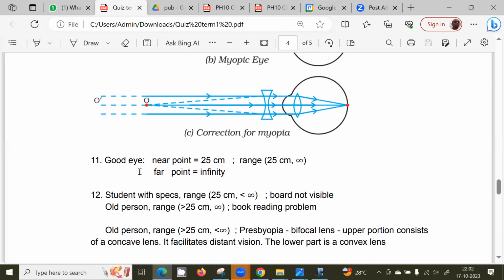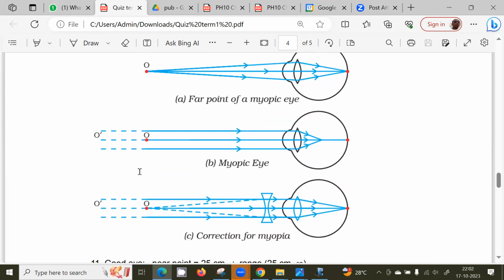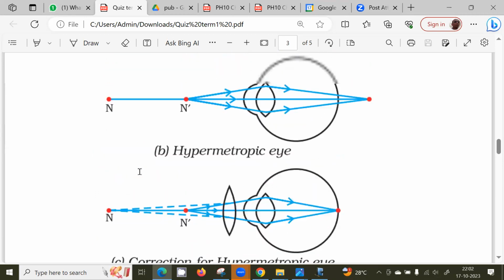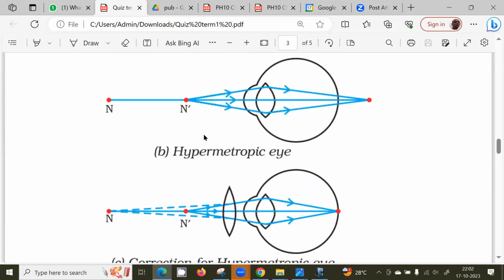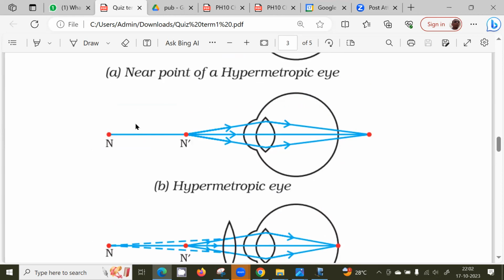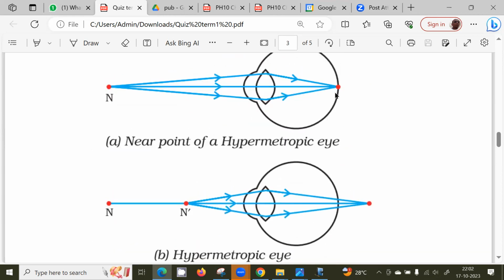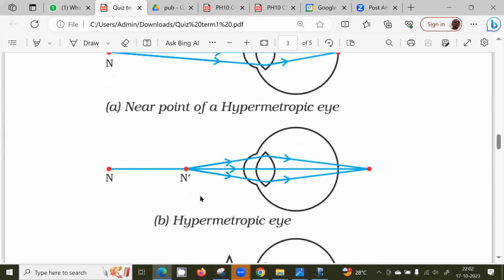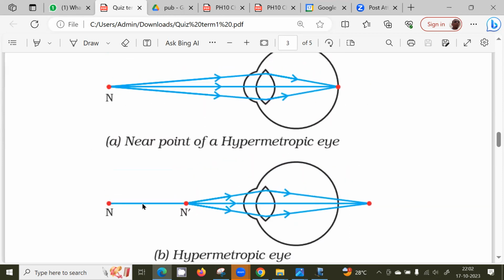So if we say the eye has a near point of 50 centimeters, this is the problem. An object at 50 centimeters he can see, but not closer than that. So for objects within this 50 centimeters, I have to correct it to make the image come at 25.